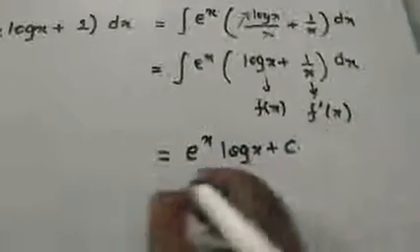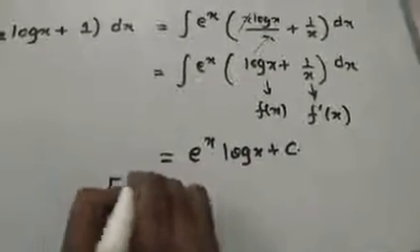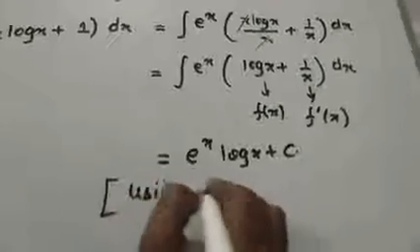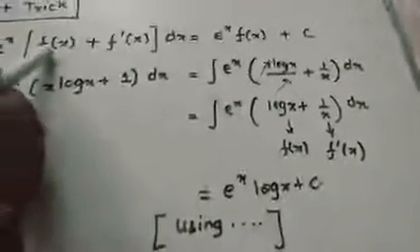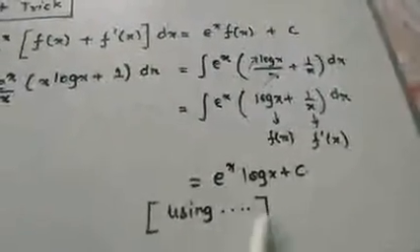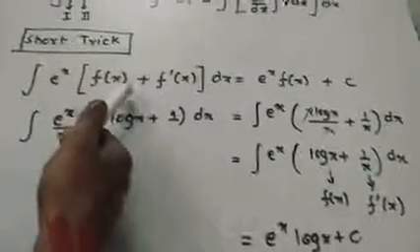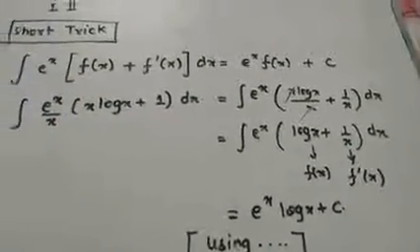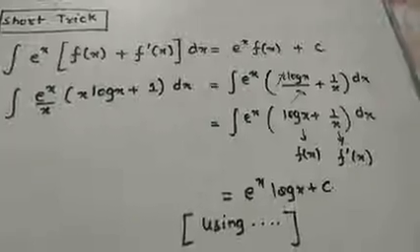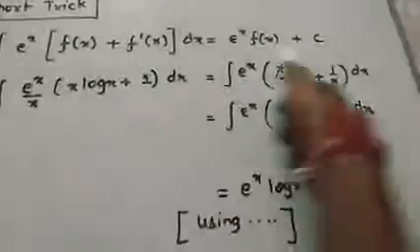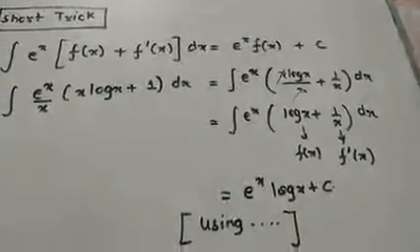Simply what you have to do while using this, in a bracket you have to mention which rule you are using. Just mention that you are using this particular short trick, and then write this whole line. Clear? Very simple.